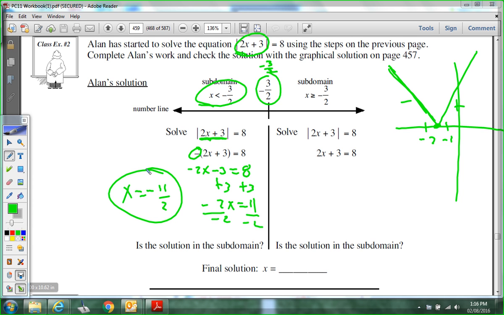Come over here. On the right side of negative 3/2, if I look at my V, that's the positive piece. So that means we keep it the way it is. 2x plus 3 equals 8. Now here's what I was doing, kind of ahead of myself. 2x equals 5. Divide by 2. X equals 5/2. Is 5/2 bigger than negative 3/2? It is. So this is our other answer.